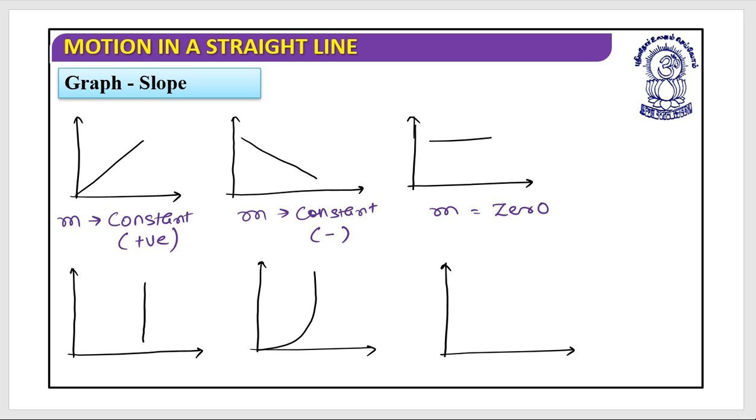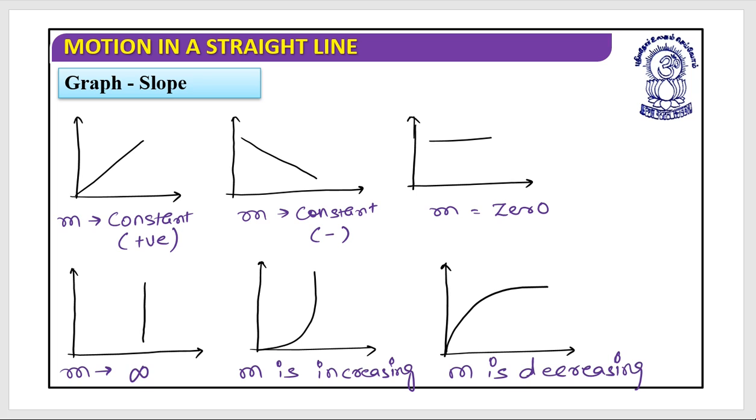A next situation, here the slope is infinite, yes. Here slope is increasing. And last situation looks something like this. What was the case? Here slope is decreasing. Slope is decreasing. So this is just the summary of all the slopes that we have studied up till now.